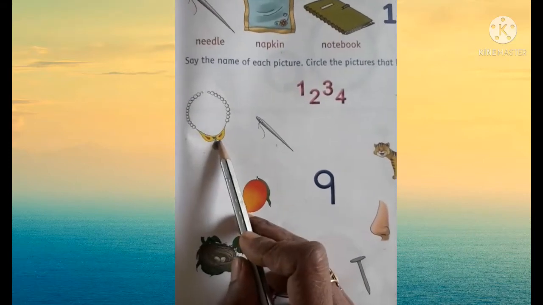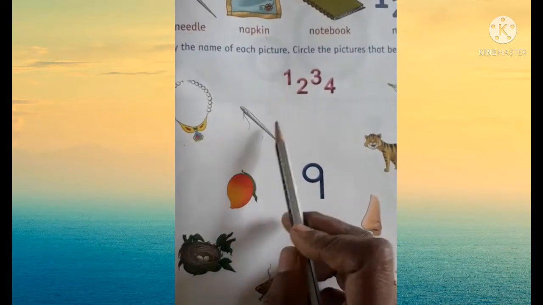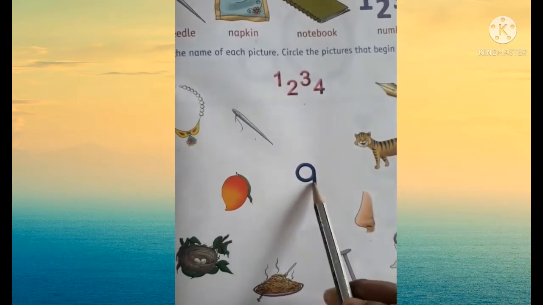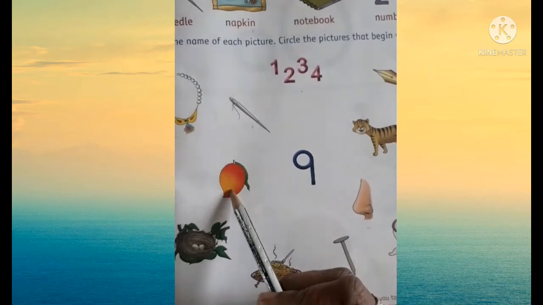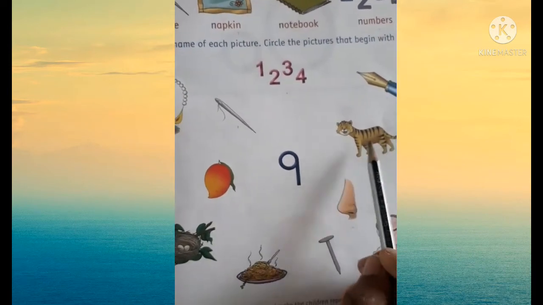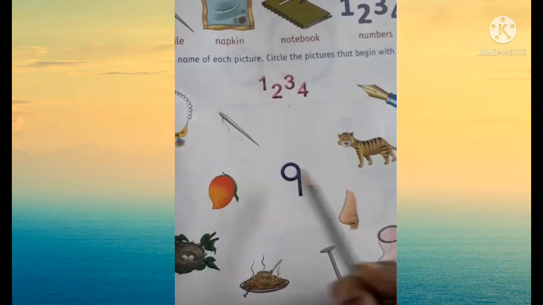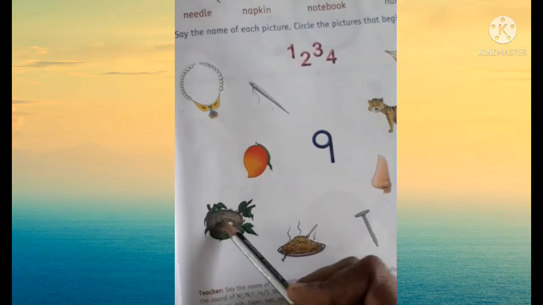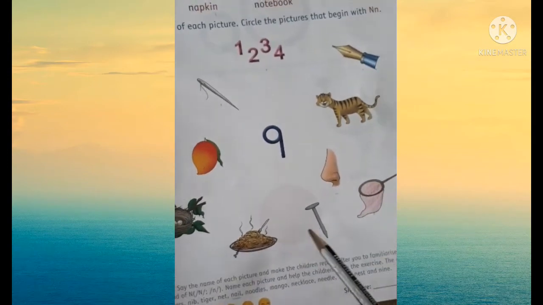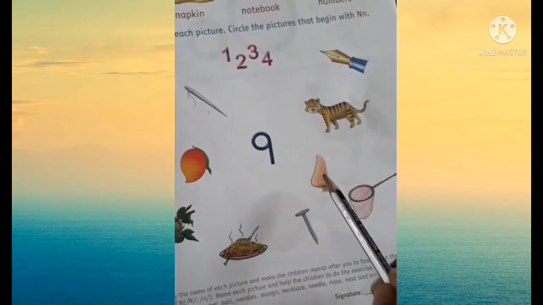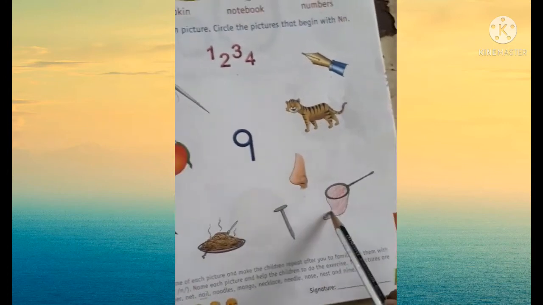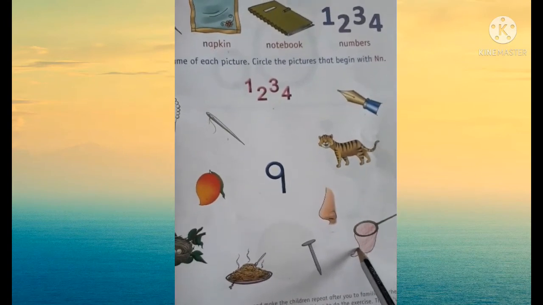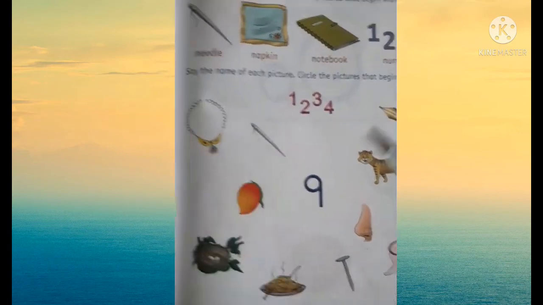N for necklace, N for needle, N for numbers, N for nib, N for nine, mango, tiger. M for mango, T for tiger. N for nest, N for noodles, N for nail, N for nose, N for net. Children, you have to circle only the pictures that begin with N letter.